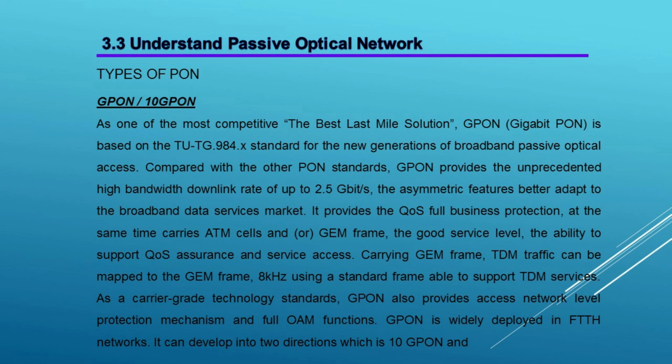Types of PON. GPON, 10G PON. As one of the most competitive, best last-mile solutions, GPON, Gigabit PON, is based on the ITU-T G.984.x standard for the new generations of broadband passive optical access. Compared with the other PON standards, GPON provides an unprecedented high bandwidth downlink rate of up to 2.5 gigabits per second. The asymmetric features better adapt to the broadband data services market. It provides QoS full business protection, at the same time carries ATM cells and/or GEM frames, with good service level and the ability to support QoS assurance and service access.